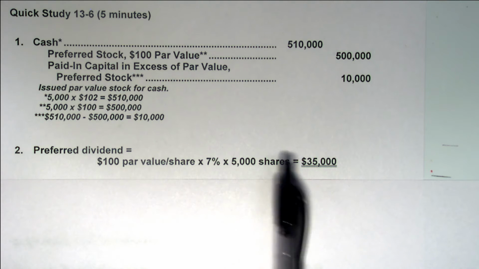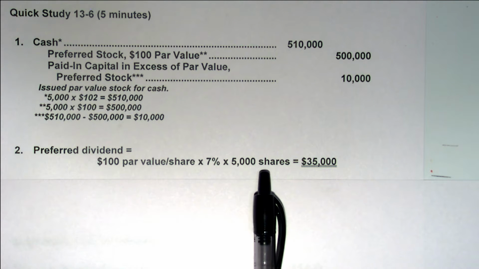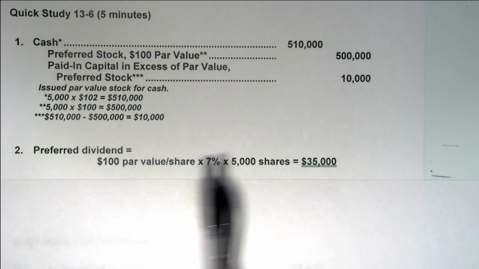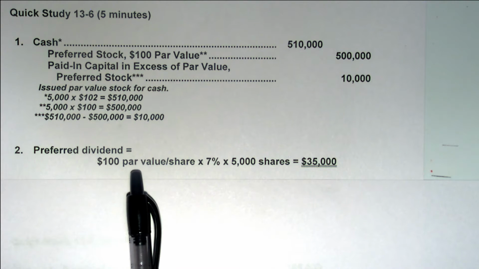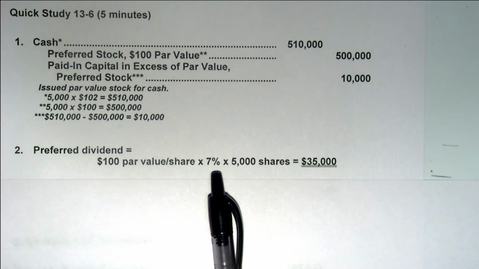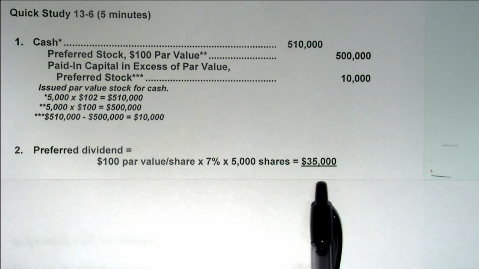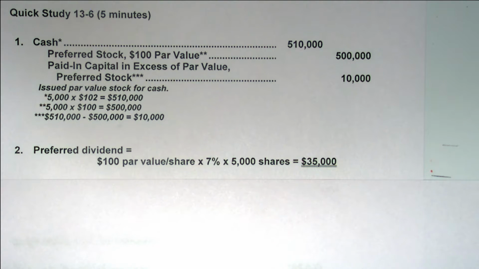Okay. What's the amount of dividends paid to preferred shareholders in total for 1 year if we can pay them and there's no dividends in arrears? Well, once again, we take the number of preferred shares outstanding times the par value of the preferred stock times the stated rate of 7%. So that amount would be $35,000. That's that first amount that you have to figure out, isn't it? Okay. All right. Any questions on that, folks?